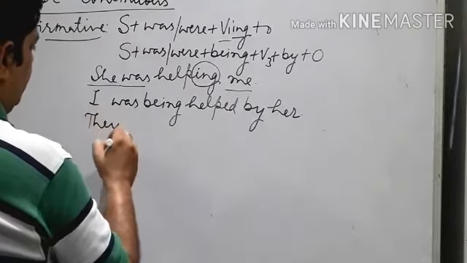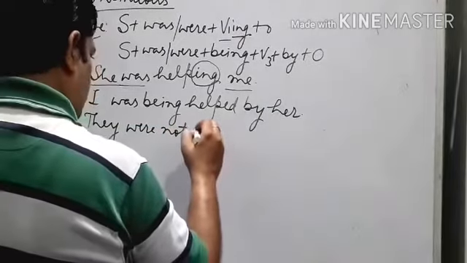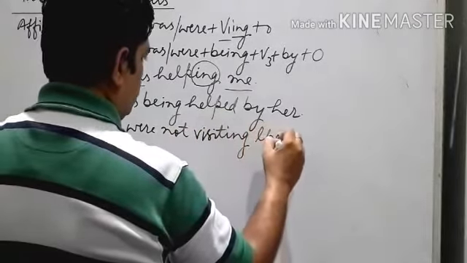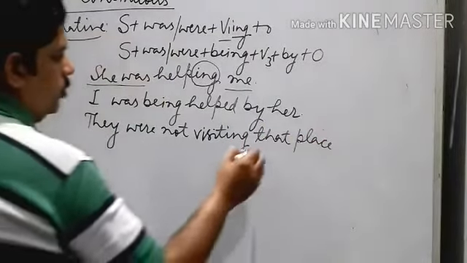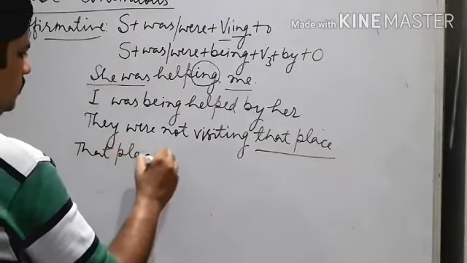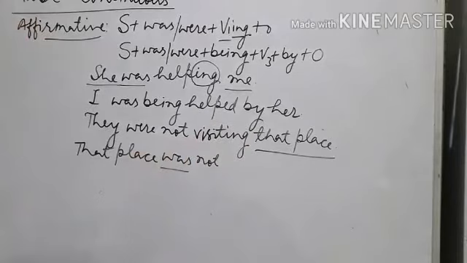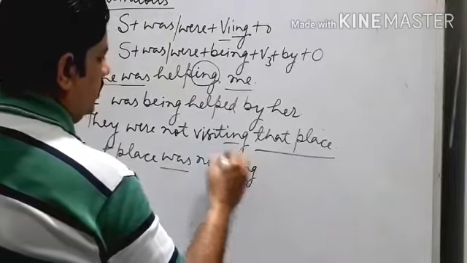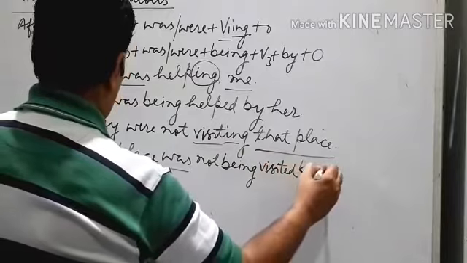Quickly we can see other examples like, they were not visiting that place. So the object is that place. That place was not. Why was? Because it is singular. That place was not. Now ing we convert into being. Third form visited by them.